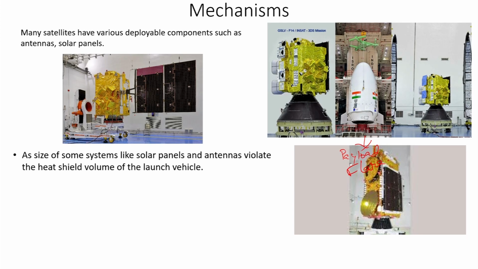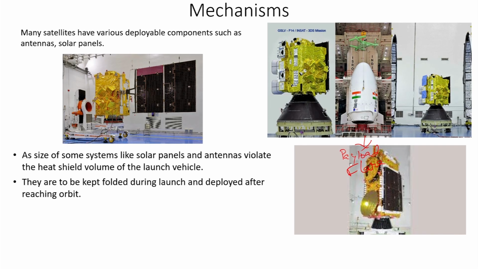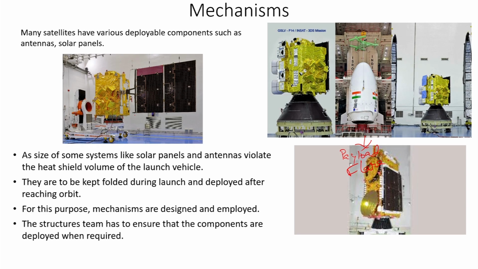For this, whether it is folding or unfolding, what is needed? Satellite mechanisms are needed. This is the reason mechanisms are very important; they are designed and employed. Also, when the satellite reaches the orbit, a few components like the antennas may need scanning. There are other components also which need some movements. Those movements in spacecraft are done using mechanisms.